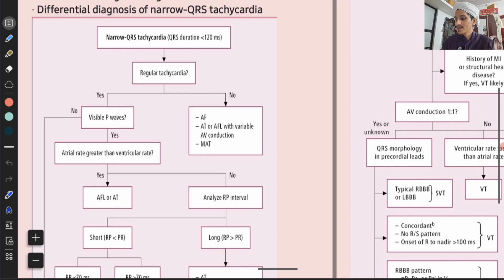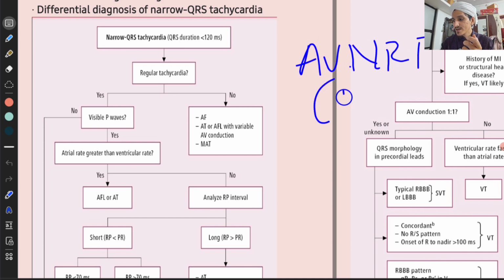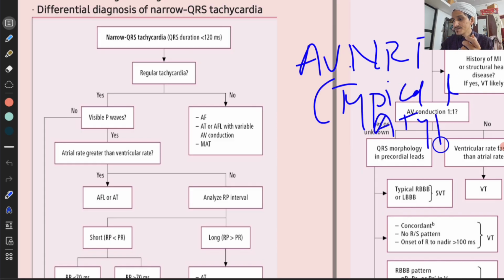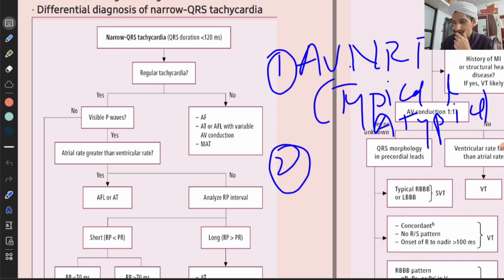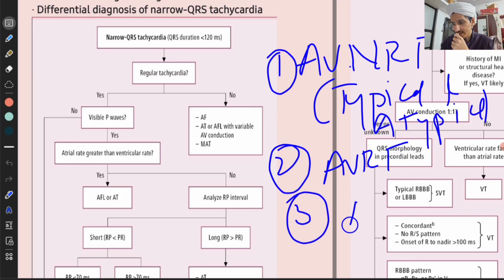Now if it is not irregular, it is regular, then the possibilities are AVNRT. In AVNRT there can be typical and atypical, no? There are 2 types, typical and atypical. Number 2, AVRT. Number 3, atrial tachycardia. But in addition to that, you can also have AF and atrial flutter or atrial tachycardia.